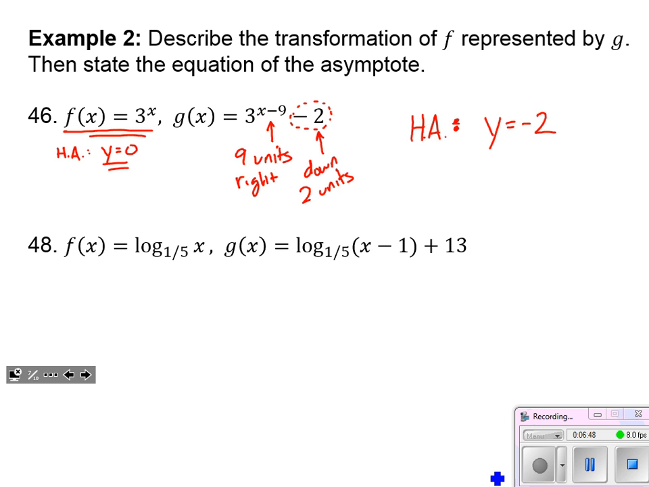Number 48, here we've got a log base 1/5 of x, which I know that logarithms have vertical asymptotes, and I can find those by looking at the argument. What would make that argument 0? Well, if x equaled 0, that would zero out the argument, so that's my vertical asymptote. Well, what are they doing in our function, though? They're taking the graph and shifting it 1 unit to the right, and then also up 13 units.